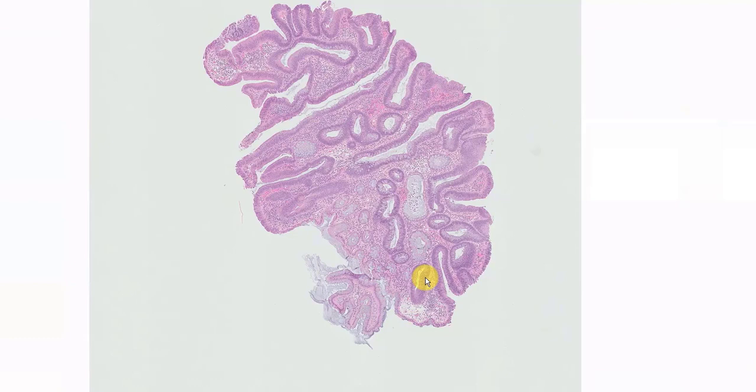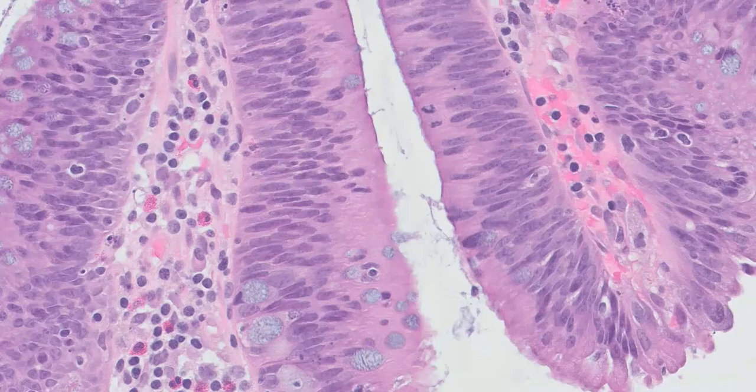I'm looking for a crypt that looks atypical, where right adjacent to it there is a crypt that looks not atypical at all, looks like a normal colonic crypt. Those are the two features that on low power I use to make a diagnosis of a tubular adenoma. And then I go on high power. So what am I looking for on high power to make a diagnosis of a tubular adenoma?